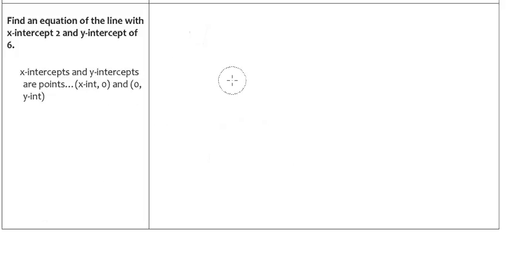Alright, so here we are. Find an equation of the line with x-intercept 2 and y-intercept of 6. So right off the bat, we know that this line is going to go through the points (2, 0), that's our x-intercept, and (0, 6), that's our y-intercept.